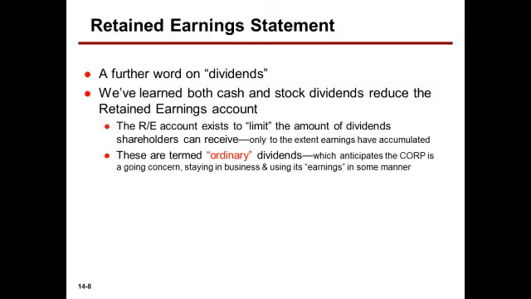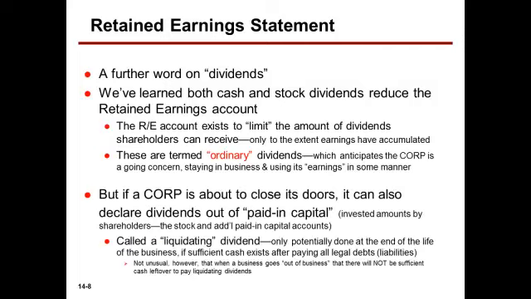A further word on dividends. We've learned both cash and stock dividends reduce the retained earnings account. The retained earnings account exists to limit the amount of dividends that shareholders can receive, only to the extent that earnings have been accumulated previously. Again, these are ordinary dividends. This anticipates the corporation is a going concern, staying in business and using its earnings in some manner.